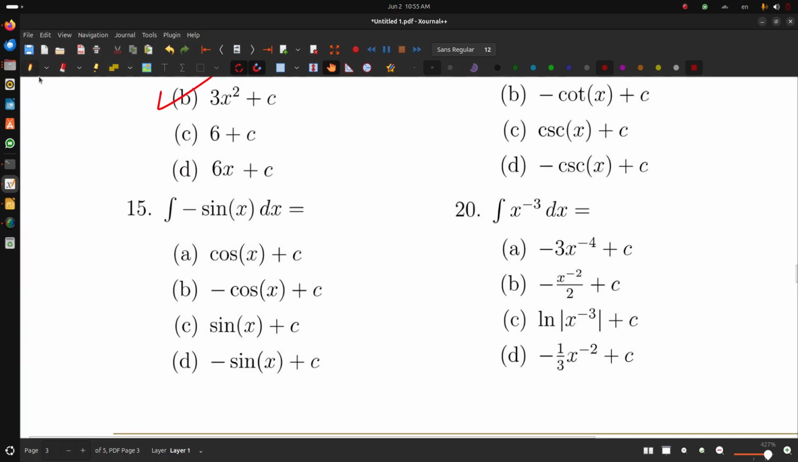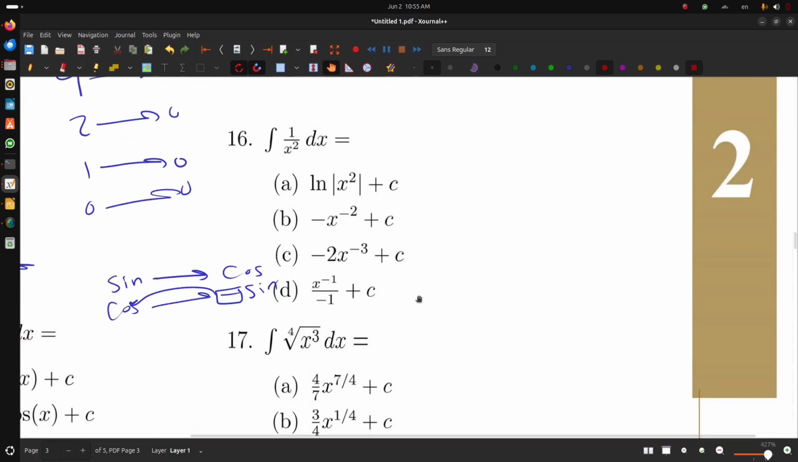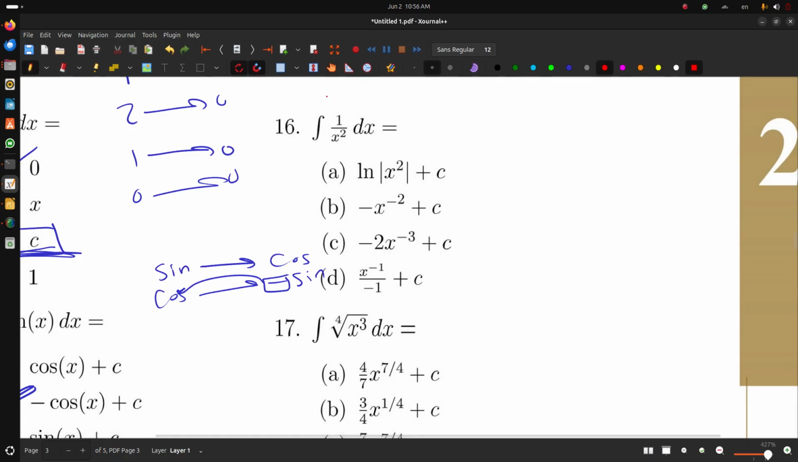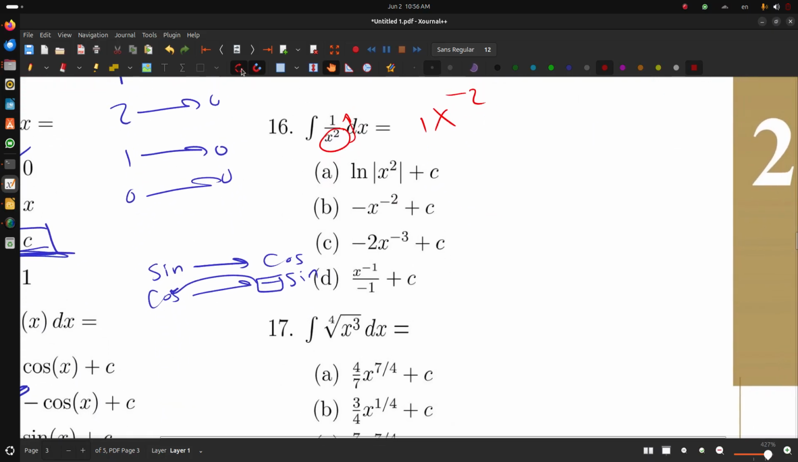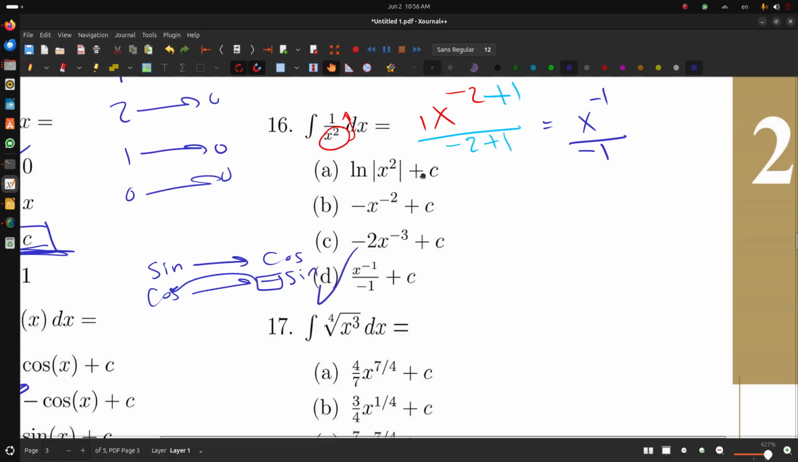Okay, next one. What are the things that if you got its derivative, it will be negative sine? It's cosine, so it will be cosine x plus c. Okay, the same thing. All you need to do is move up x power 2 to be x power negative 2. Okay, x power negative 2. And then you have to get its integration, so you will add 1 and divide by the new power, so the final answer will be x power negative 1 over negative 1, or any other equivalent form, so it will be letter D.